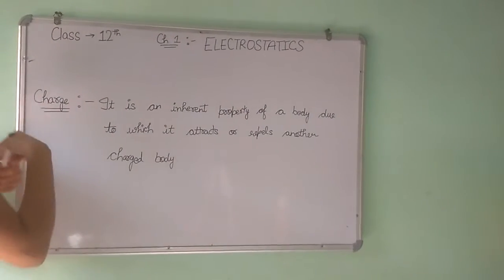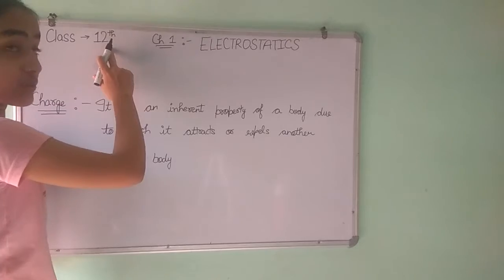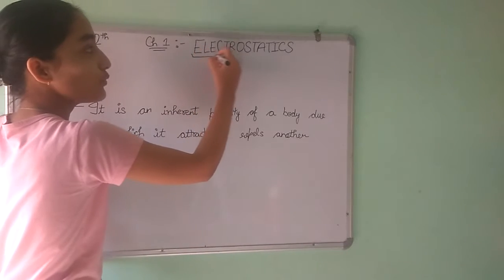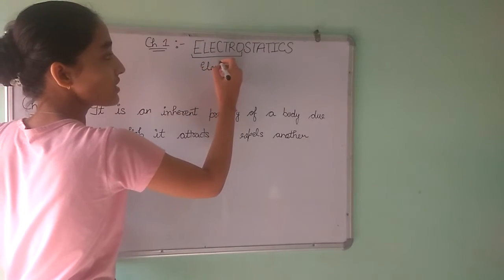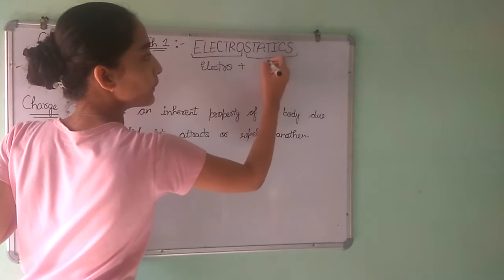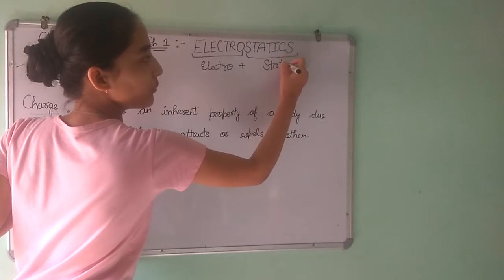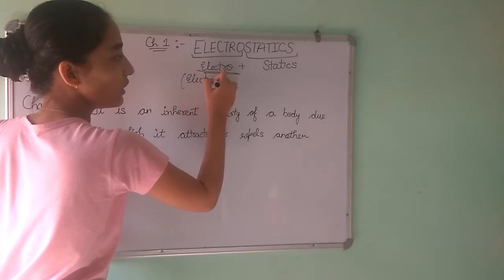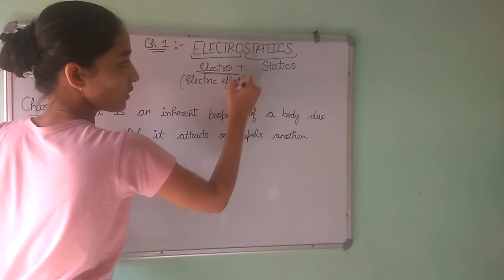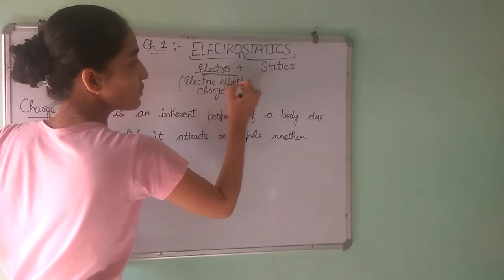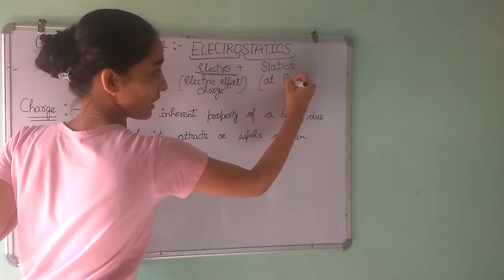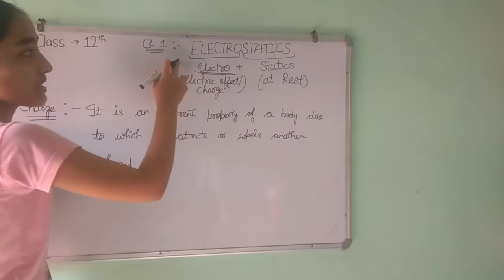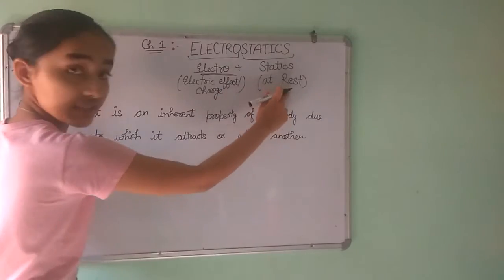Good morning students. Today we will start our first chapter of class 12, that is electrostatics. The word electrostatics is made up of two terms, electro and statics. The meaning of the word electro is simply electric effect, or we can say charge. And the meaning of statics is at rest, something at rest. So the term electrostatics means, in this topic we study about the electric charges at rest.